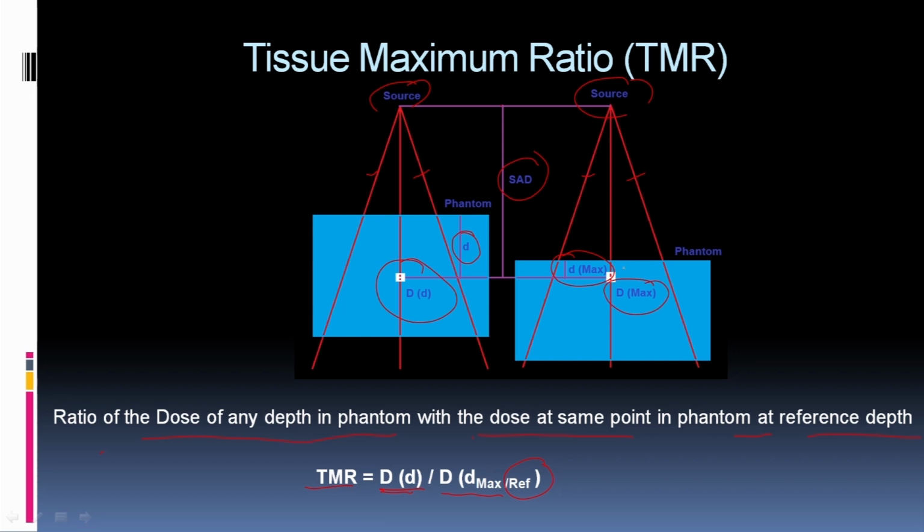So this is all from today's class, and in this class we have discussed the various central axis depth dose parameters, percentage depth dose, tissue air ratio, backscatter factor, and tissue maximum ratio.